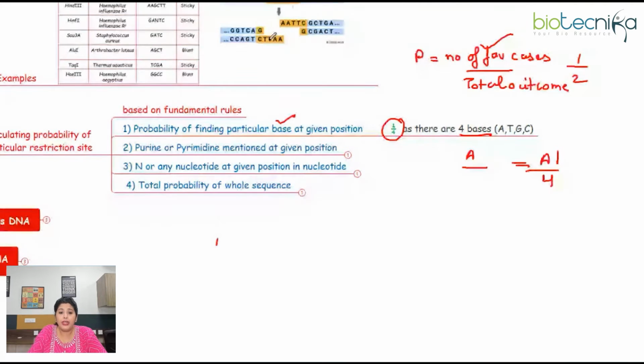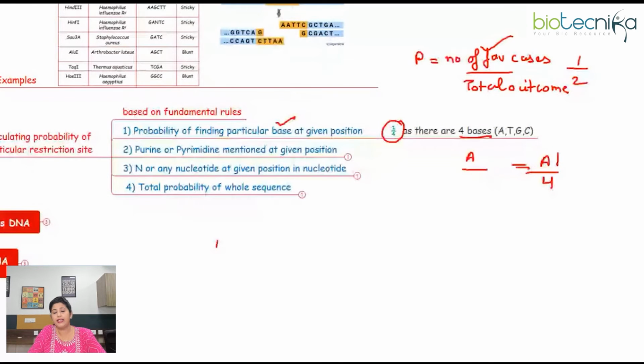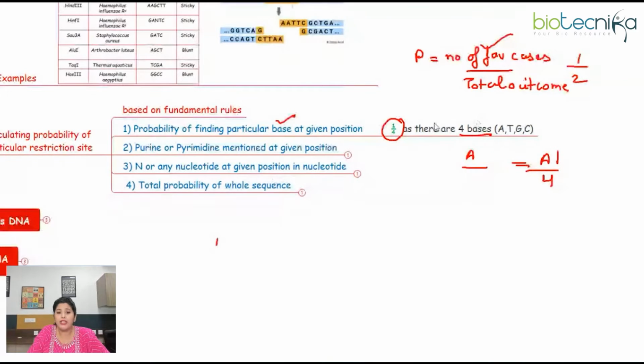Now, for purine or pyrimidine mentioned at a given position, I'm sure you might have come across some recognition sequences where purine and pyrimidine are mentioned in the sequence. So always the probability will be 1/2. For example, the sequence is mentioned like this. So purine is there. Purine can be adenine or guanine.